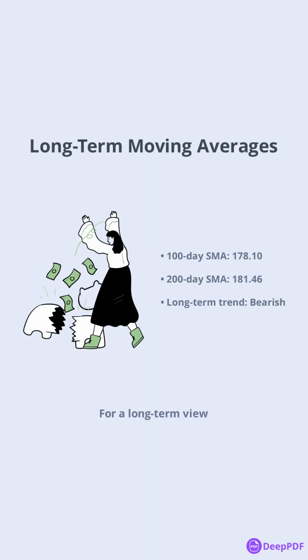For a long-term view, the 100-day and 200-day SMAs are at 178.1 and 181.46 respectively. Both are well above the current price, indicating that TXN is trading below its major support levels. This could be a sign of a bearish phase or a potential value opportunity, depending on other indicators. The 200-day EMA is also close at 180.99, further confirming this long-term downward bias. Let's now turn our attention to volatility and price bands.